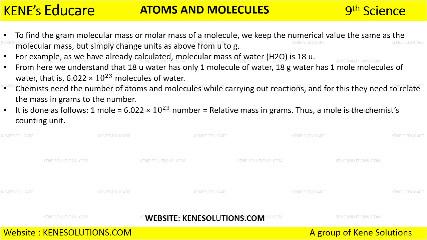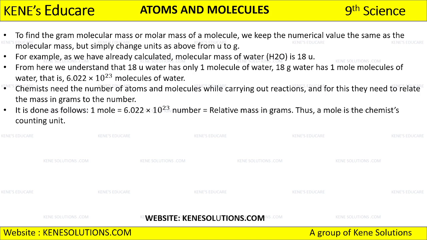Okay, now see. To find gram molecular mass or molar mass of a molecule, we keep the numerical value the same as the molecular mass, but we are just changing the units. Okay, it is the same thing. It's just that instead of writing the unit as U, we are writing the unit as G. For example, as we have already calculated, the molecular mass of water is 18U, right?